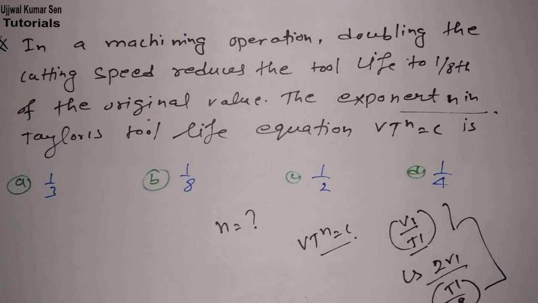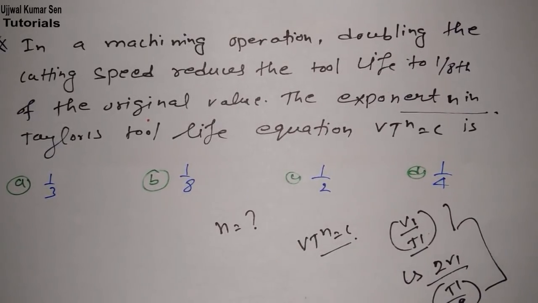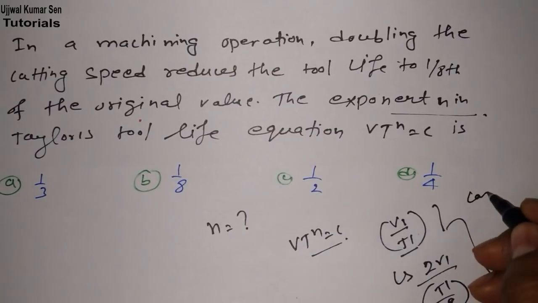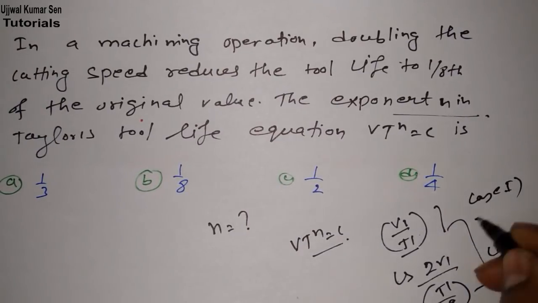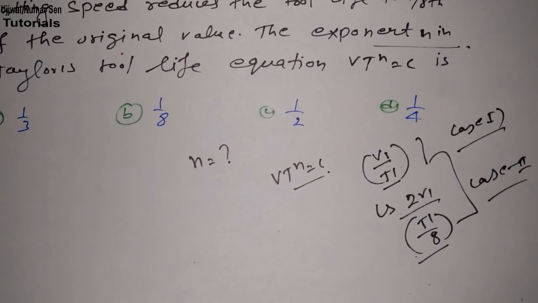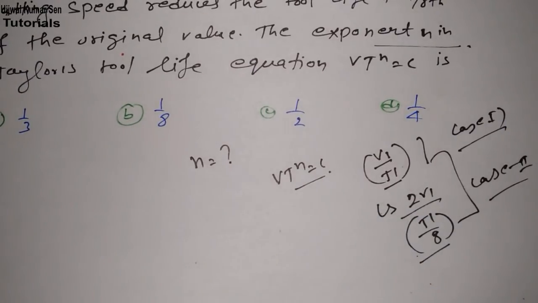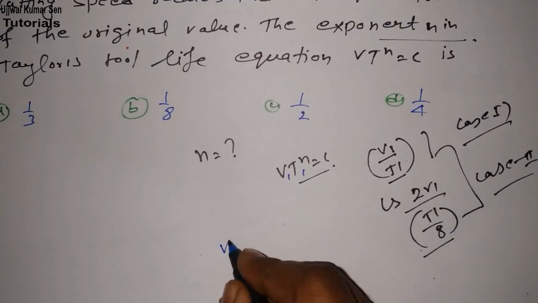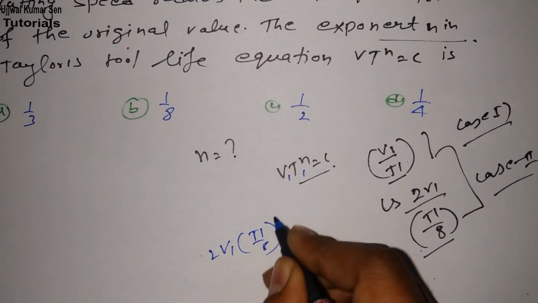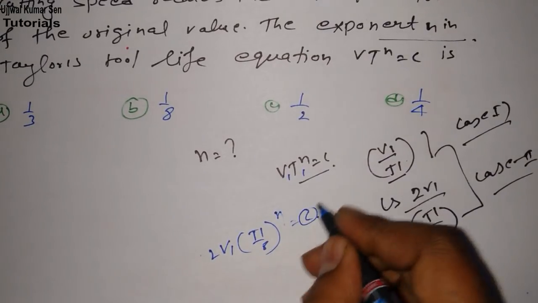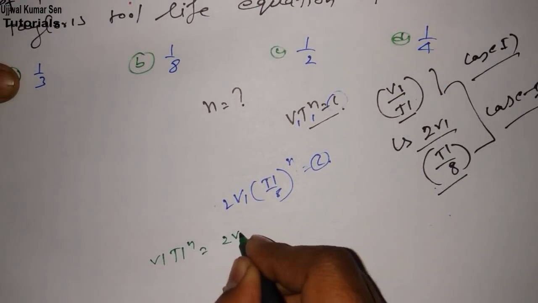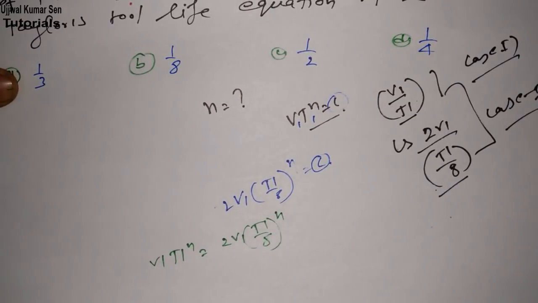So we got two cases from here. Now I have to find the exponent n. We have case 1 and case 2, and using these two cases we have to find the value of n. As you know, the equation is V T to the power n is equal to constant. So suppose case 1 is V1 T1 to the power n equal to constant. Second is 2V1 times T1/8 to the power n equal to constant. Constant values are the same, as you know. Therefore we can write V1 T1 to the power n equals 2V1 times T1/8 to the power n.